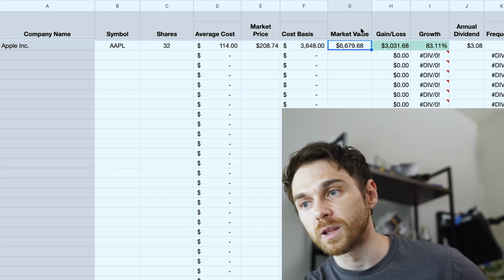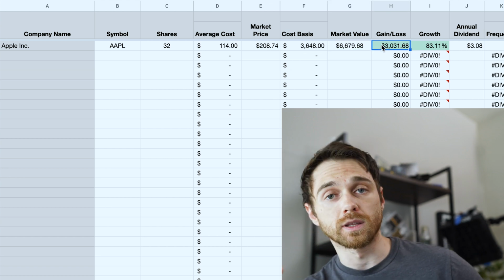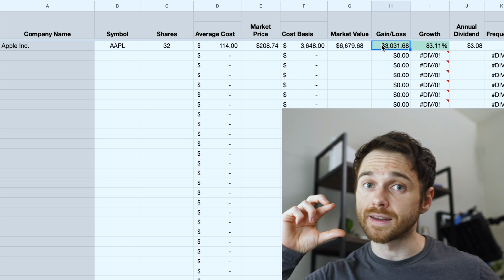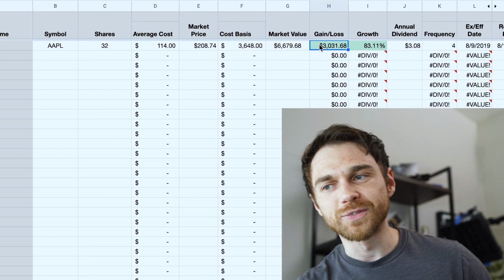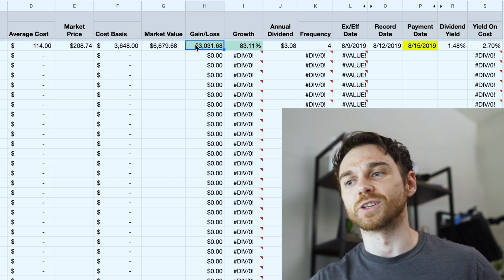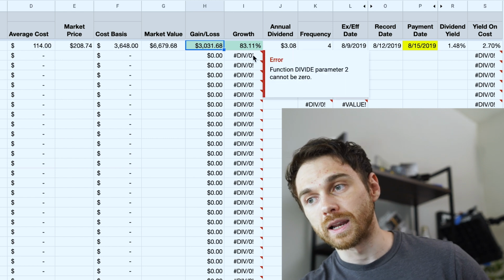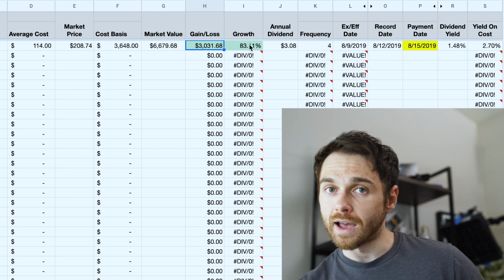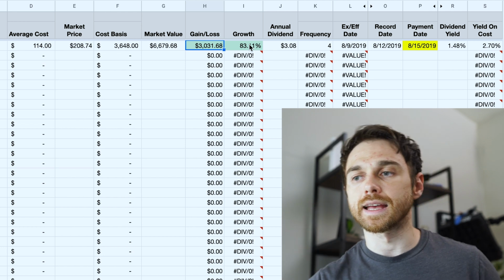And in the next column, which is H, it'll show you the gain or the loss. Now, if it's a loss, it should be highlighted in red. And if it's a gain, right now you can see it's in green. And the next column will actually display just how much in terms of a percent it has gained.